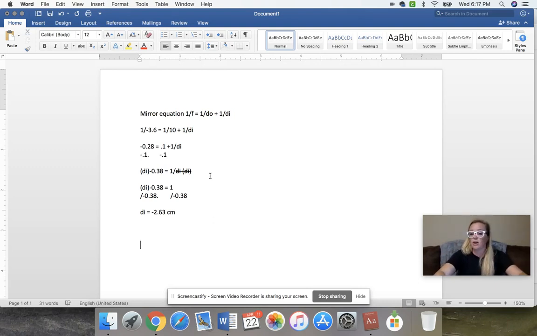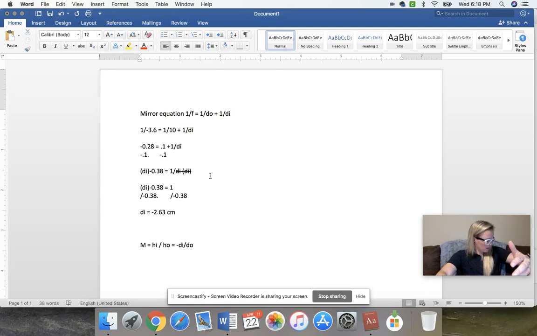We already know since it's a convex mirror, it's going to be reduced. We already know, but now the mathematical side of it. So we have magnification equals height of the image divided by height of the object, which is also equal to negative distance of the image divided by distance of the object. We could do distances or we could do heights. It doesn't really matter.